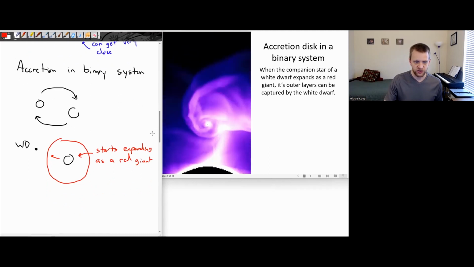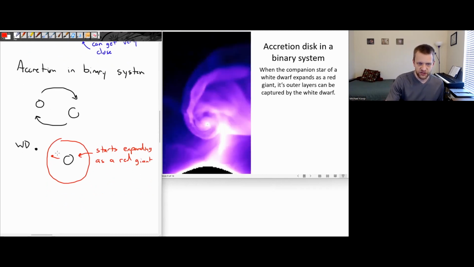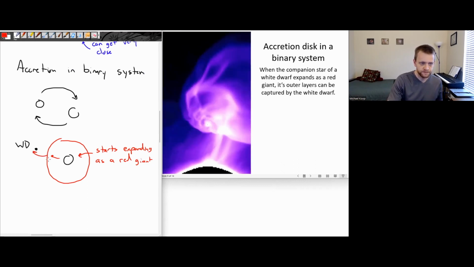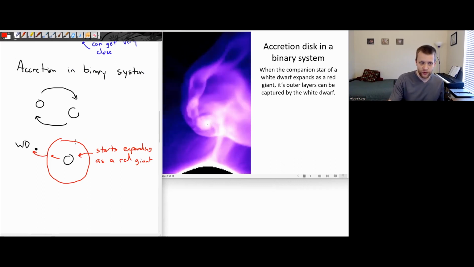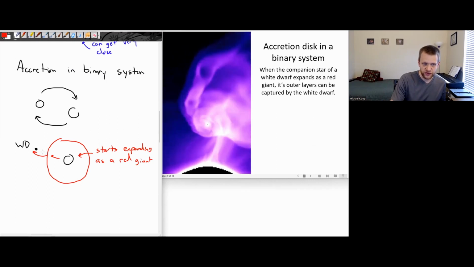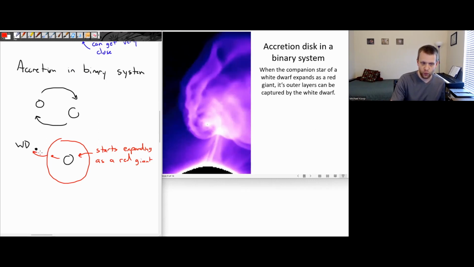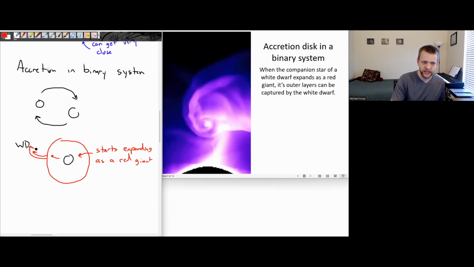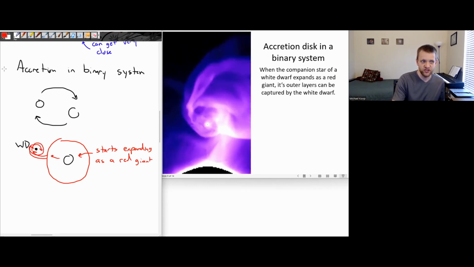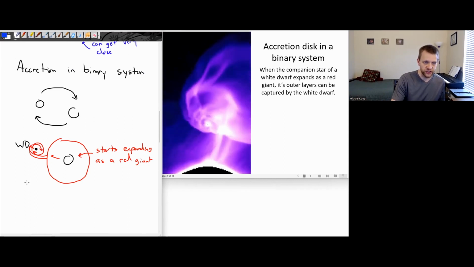So in the case of this white dwarf, if this star starts expanding as a red giant and starts pulling in material, well, now the outer layers of this star are close enough to the white dwarf for that white dwarf to take over, start pulling in that material, and what tends to happen is it will pull that material into what we call an accretion disk.